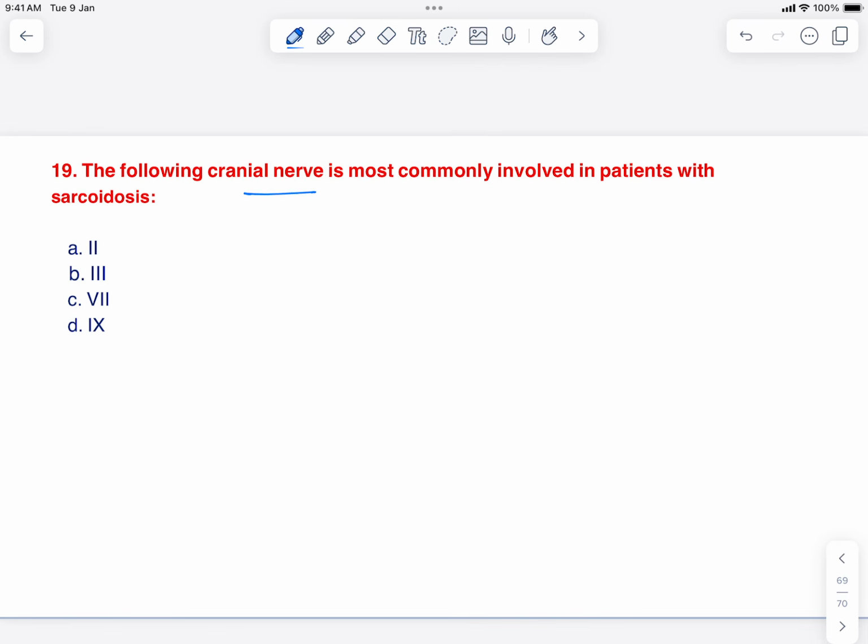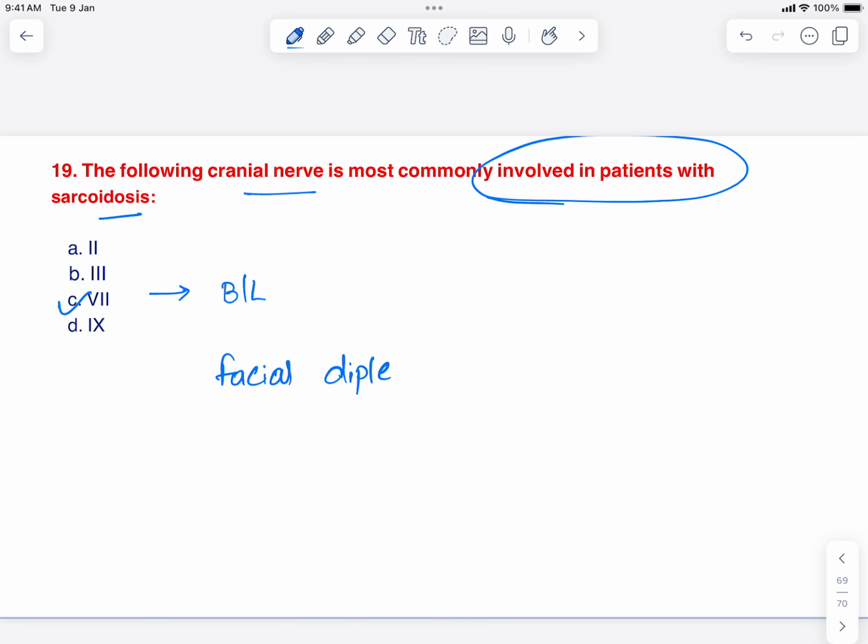The following cranial nerve is most commonly involved in patients with sarcoidosis: 2, 3, 7, 9. So that will be your 7. And that will be in the form of bilateral involvement, which we call facial diplegia. Right, facial diplegia. Okay, so these are some of the questions in the topic of sarcoidosis.